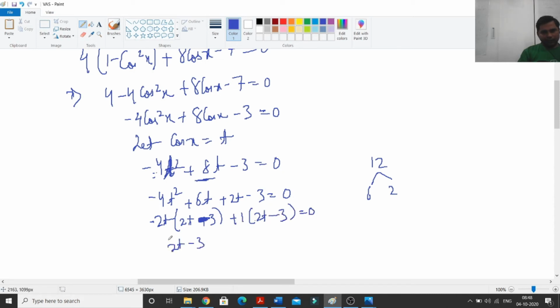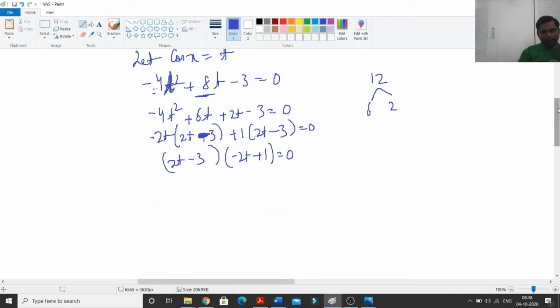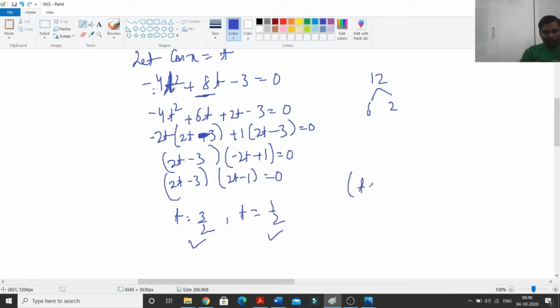So 2t minus 3 and minus 2t plus 1 equals 0. So it's 2t minus 3 times 2t minus 1, right? This factor form you should write. That gives you t equals 3 over 2 and t equals 1 over 2. By using the calculator you can get these values directly, but you must write this form. If you're using the calculator and writing the final values 3 over 2 and 1 over 2, you must write t minus 3 over 2, t minus 1 over 2 equals 0, because you get 1 mark for writing in the factor form.